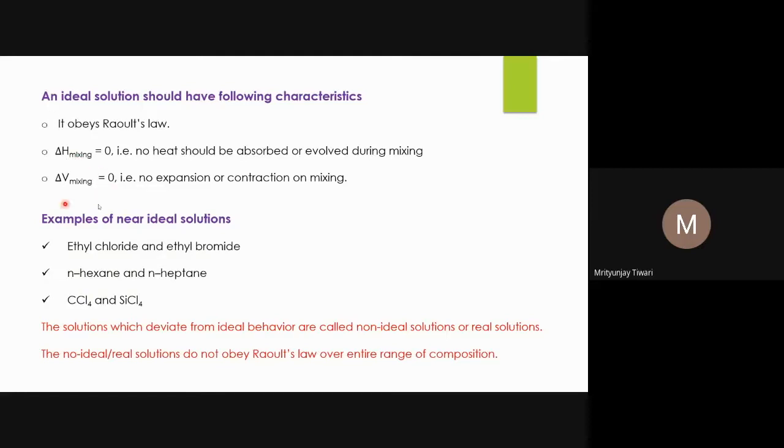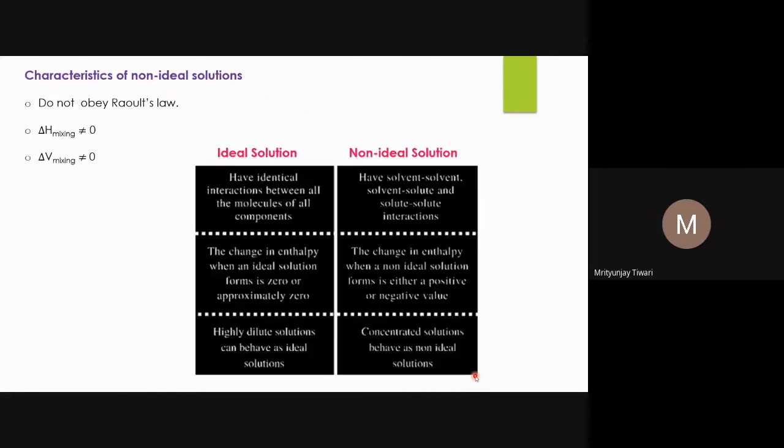Or delta V mixing is not equal to zero, meaning delta V could be negative or positive, greater than zero or less than zero. So non-ideal or real solutions do not obey Raoult's law over the entire range of compositions. This is what you have to remember. At a certain composition, sometimes it may behave as an ideal solution. A non-ideal solution is a solution which doesn't follow Raoult's law over the entire range of composition. An ideal solution obeys Raoult's law over the entire range of concentrations or compositions.